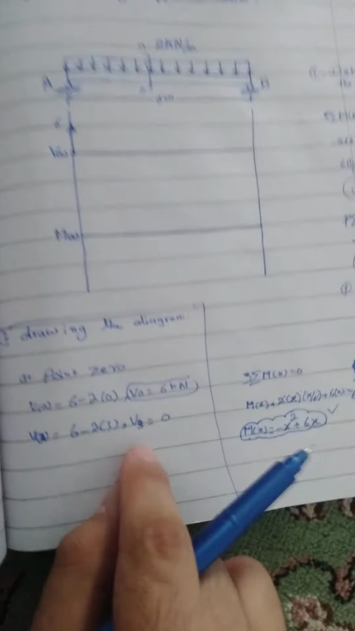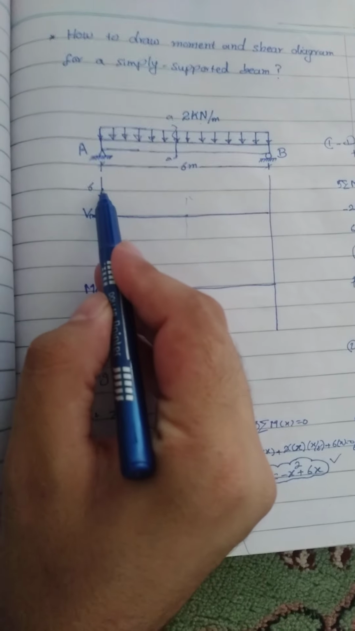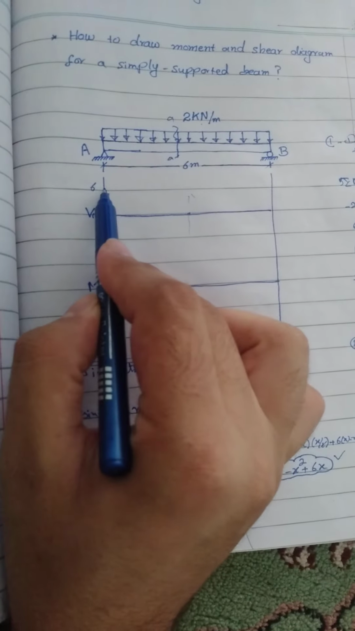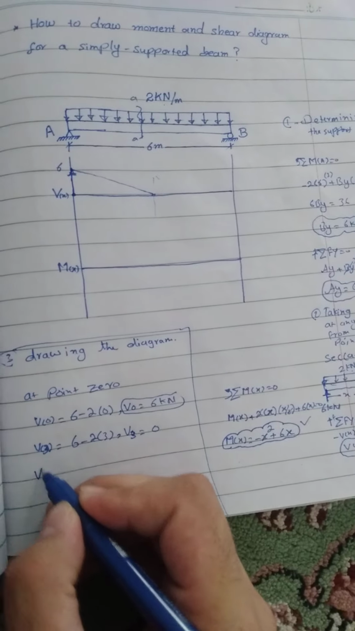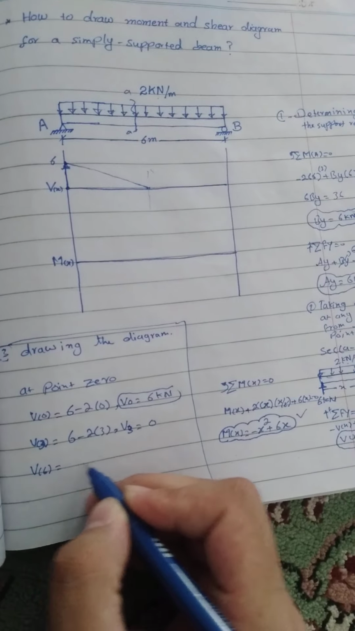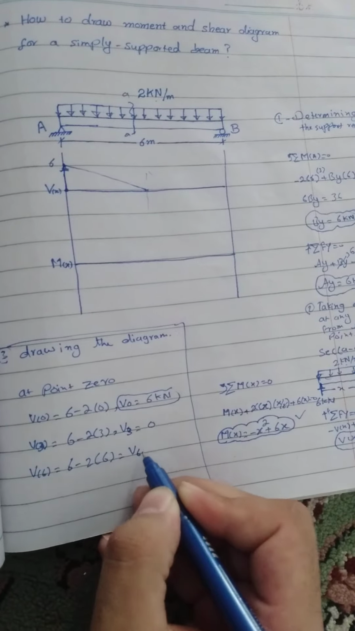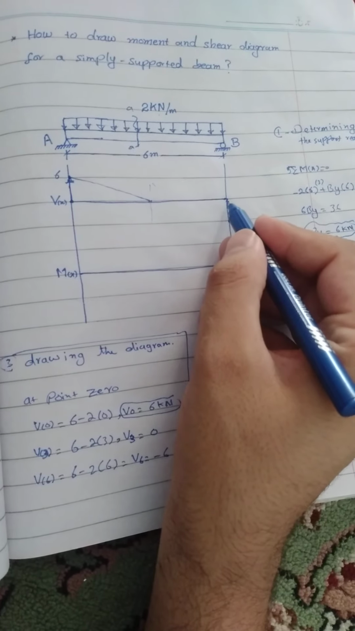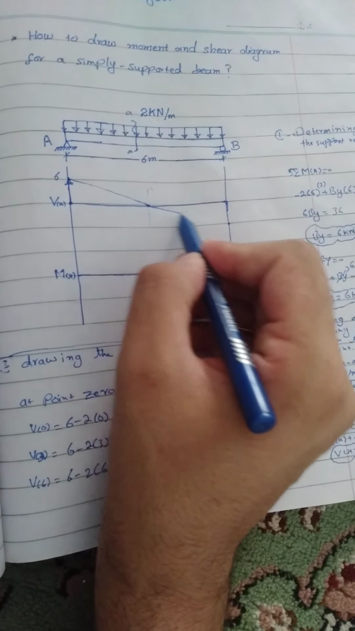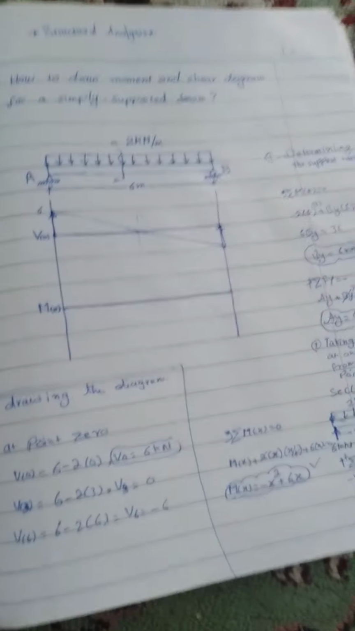Since this is a first degree function, this is the midpoint of the diagram. It is a linear graph. So now at point 6 it equals 6 minus 2 multiplied by 6. Now V6 equals minus 6. So again we have a subtraction at this point. It becomes 0 here.